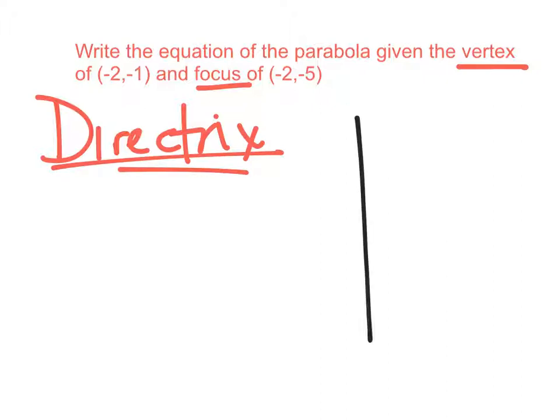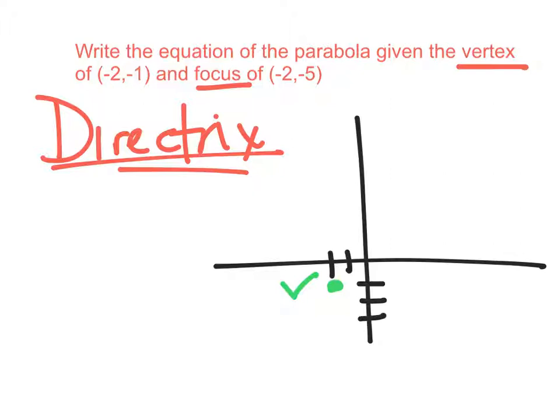So again, let's get a nice sketch going. Let's see, my vertex is at negative 2, negative 1. Put a nice dot there and label that with a V. My focus is at negative 2, negative 5. 2, 3, 4, 5. I'll put an F there for focus.